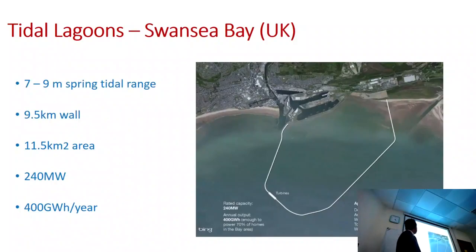Swansea Bay in the UK is a lagoon where you have like 7 to 9 meters spring tidal range. They have created a 9 kilometer wall there, and the area is 11.5 square kilometers. So it's 11.5 times an average of 8, you will have a volume of about 88 cubic kilometers, right? It again generates about 240 megawatts and that's about 400 gigawatt hours per year.